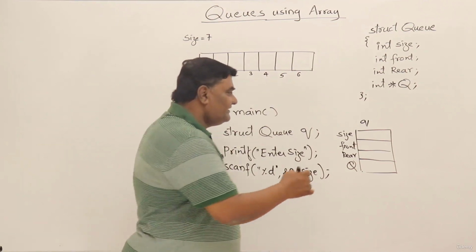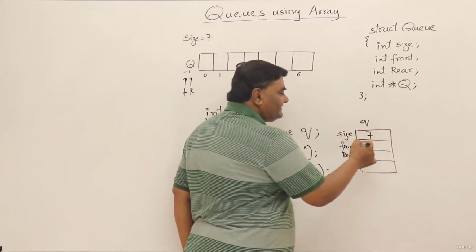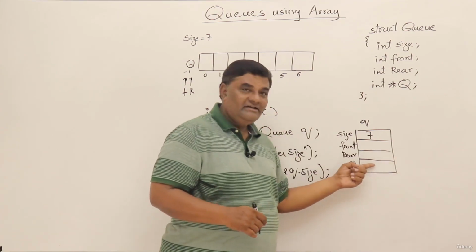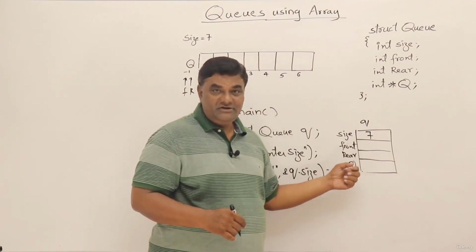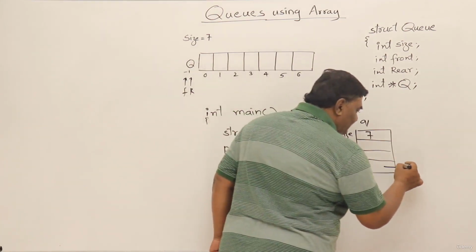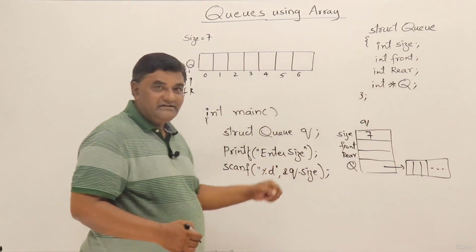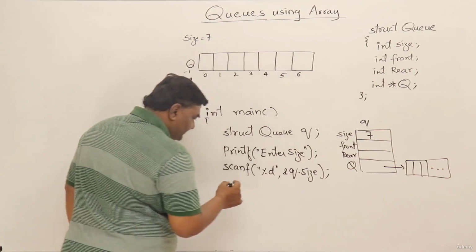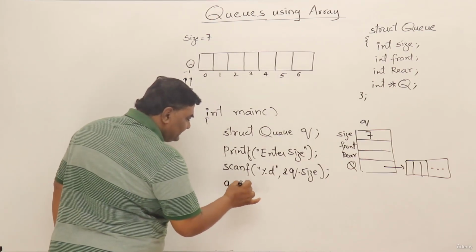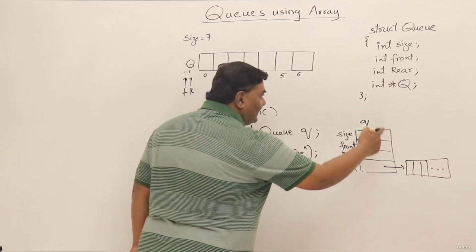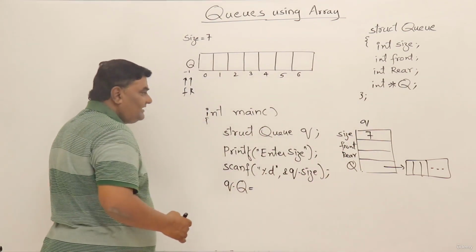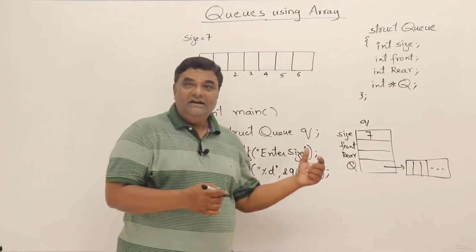Suppose the size is 7. Then based on that size, I should create an array of size 7 and attach it to this pointer q. So for creating that array, I should say q dot q. Here q is a variable name and it has a member q as a pointer of type integer array. This is an address pointer. Then to this, I should dynamically allocate the memory from the heap and assign it.